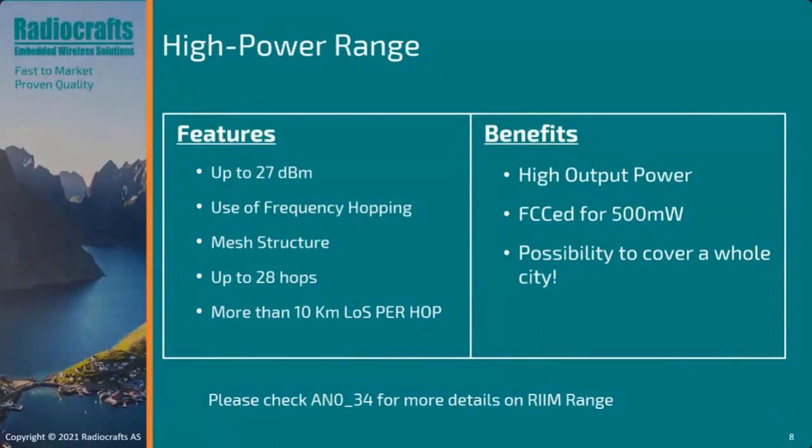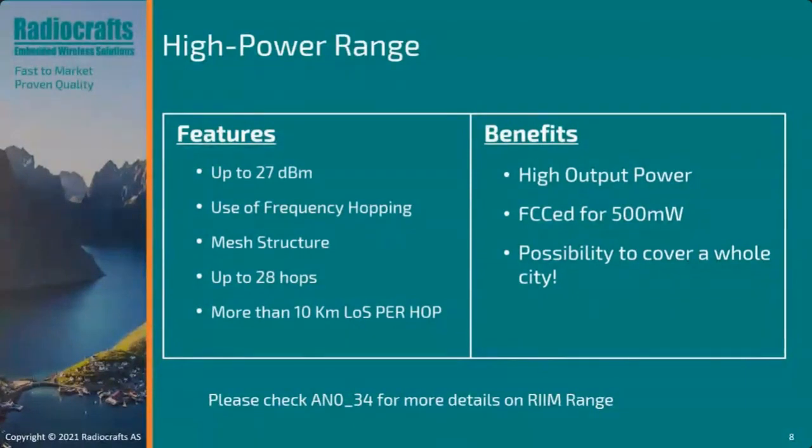Okay, so how does RIM rank when it comes to range? According to our internal tests, RIM high-power modules can reach line-of-sight ranges of more than 10 kilometers when using the maximum output power of 27 dBm. Then when you couple that with RIM's ability to accommodate up to 28 hops, you can very easily cover a whole city with one RIM network.